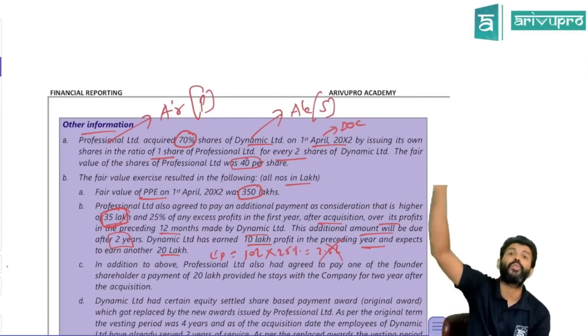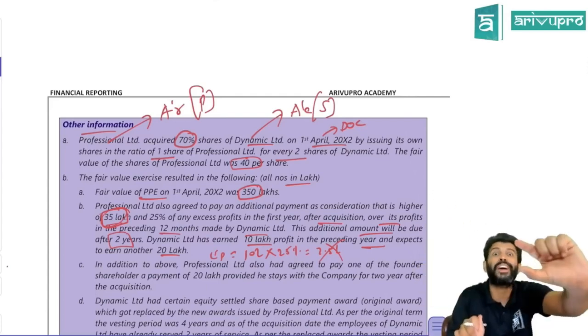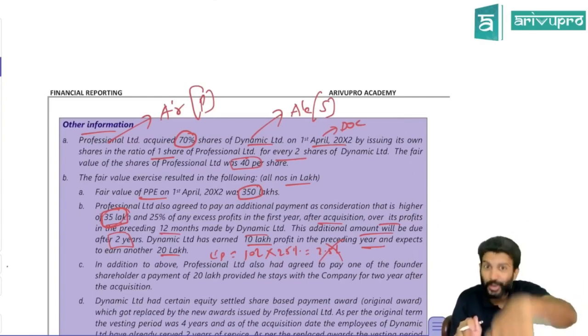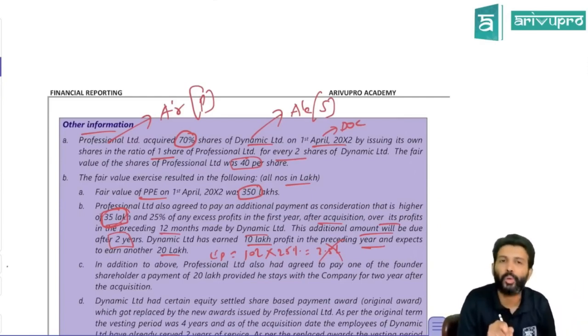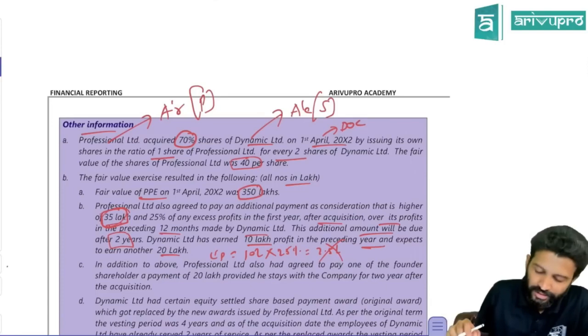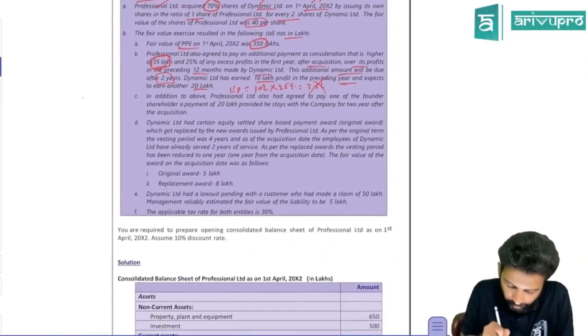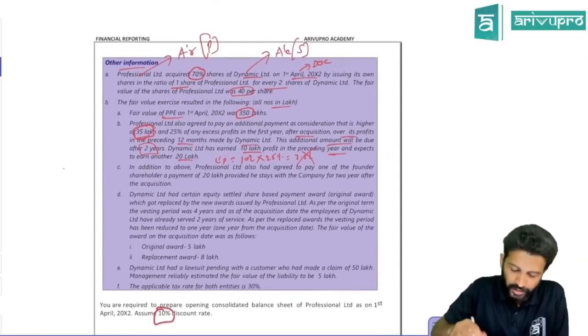But can you take 35 lakh straight away as PC? No, 35 lakh is a future value. We don't want future value, we want fair value. Fair value means what is its value today? This is the payment made after 2 years, so we have to use a discount factor and get its present value. 10% is the discount factor. Here we need to calculate PC.